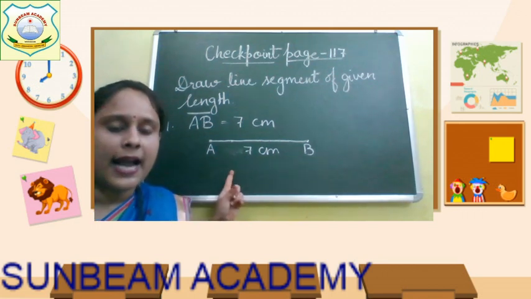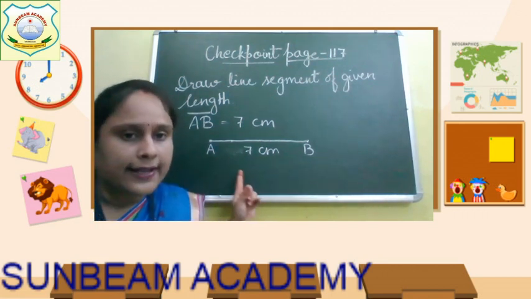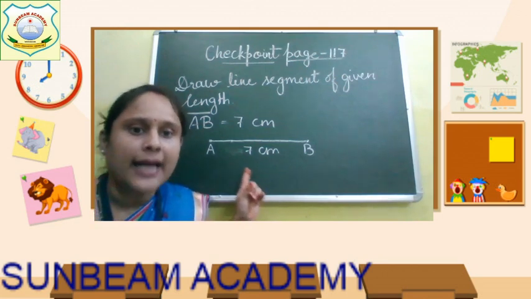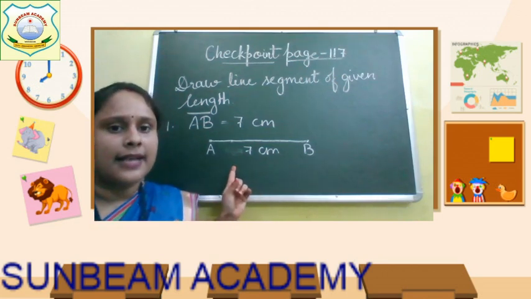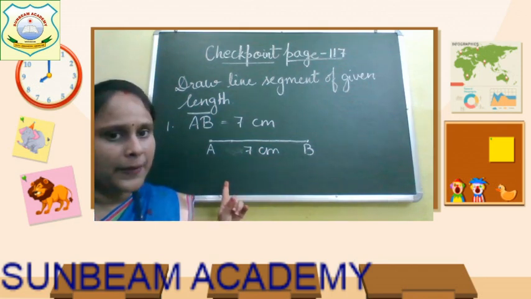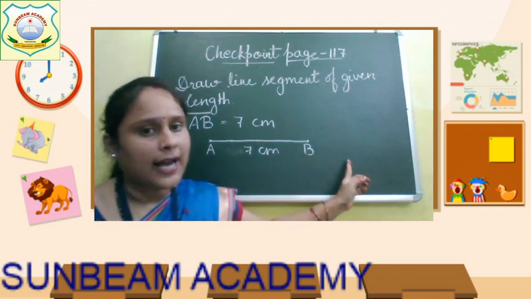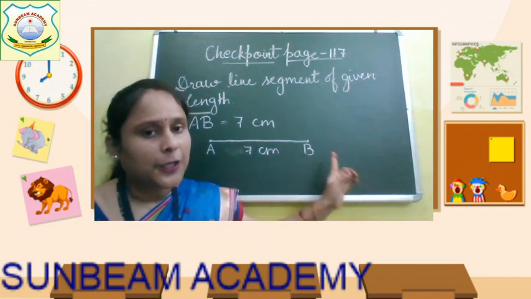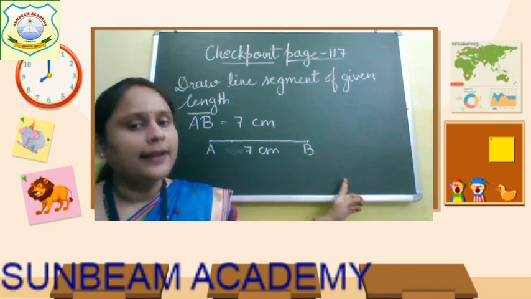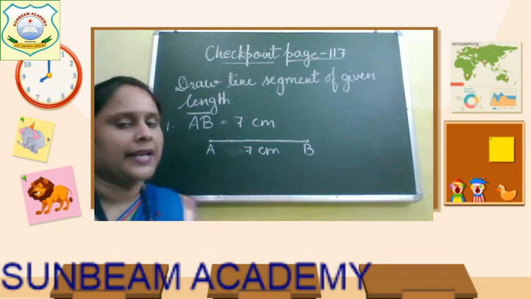And this diagram, this figure, you will draw on the blank page. This line segment AB of 7 centimeter you will draw on the blank page, on the opposite side. AB 7 centimeter you will write on the printed side where 2 lines are drawn. And this figure you will draw on the blank white page.